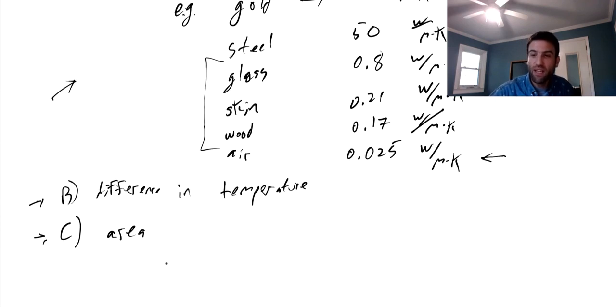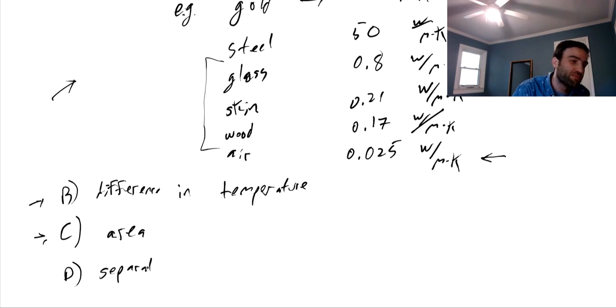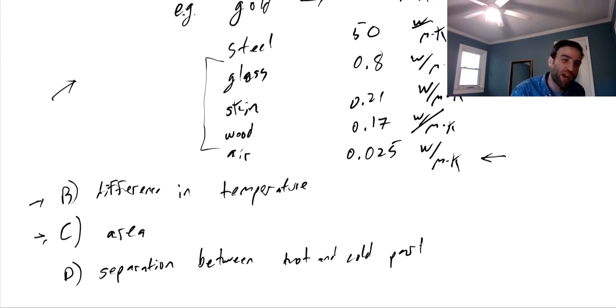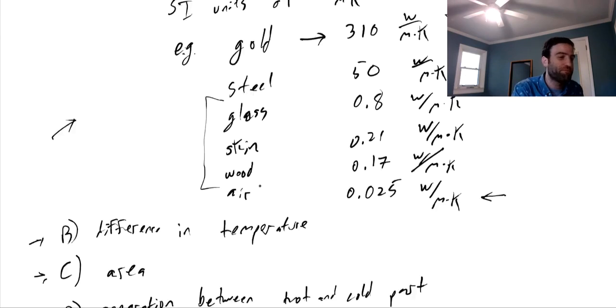Okay, that's great. The final thing it depends on is the separation between the two objects. So for instance, I'm standing in my socks on a floor. If I make the socks twice as thick, then that cuts the rate of heat flow by a factor of 2. So separation between hot and cold parts of the object or objects themselves, right?